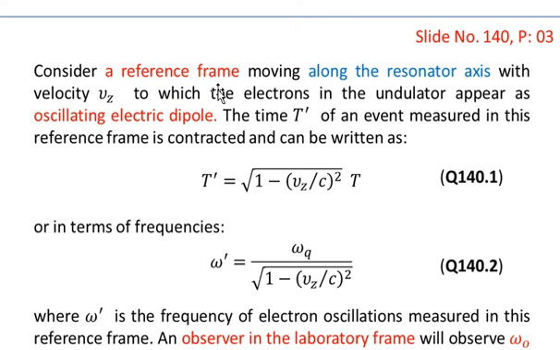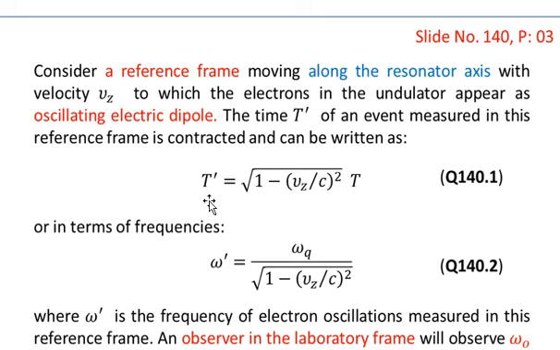Now consider a reference frame moving along the resonator axis with velocity Vz, to which the electrons in the undulator appear as oscillating electric dipole. The time t prime of an event measured in this reference frame, which is moving with the velocity Vz along the cavity axis, is contracted. Since this is a moving frame, the measurement of time will be contracted, and can be written as given in equation number 1.